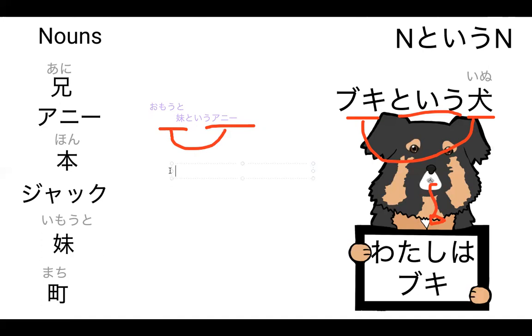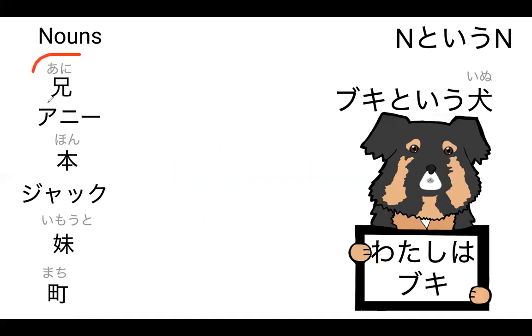How do we fix it? Do we just swap the two? Yep. Annie to iu imouto. That'd be the sister named Annie. Now, could you do the brother named Jack?